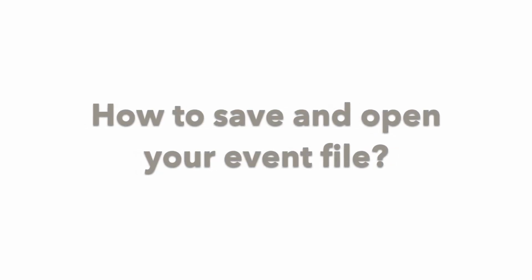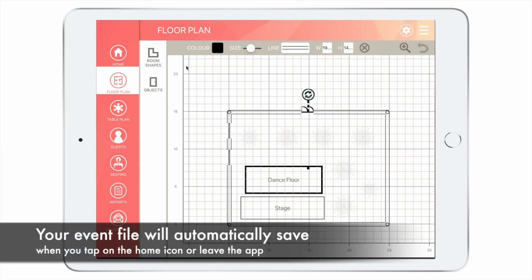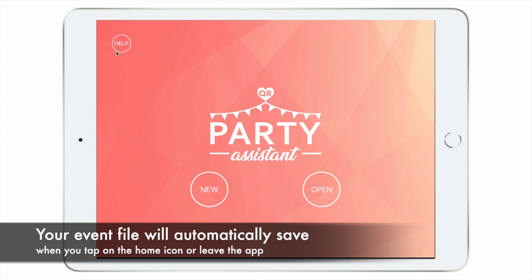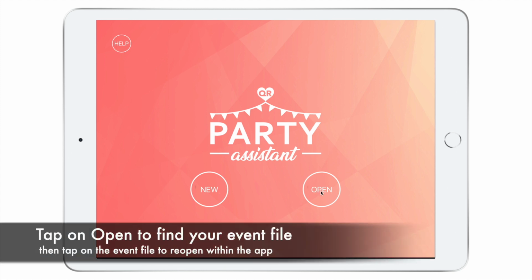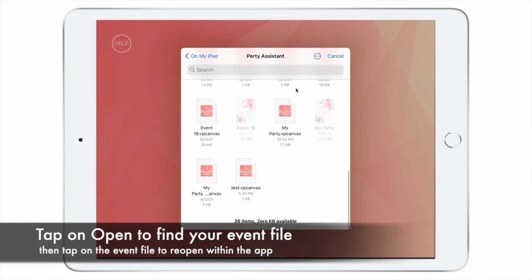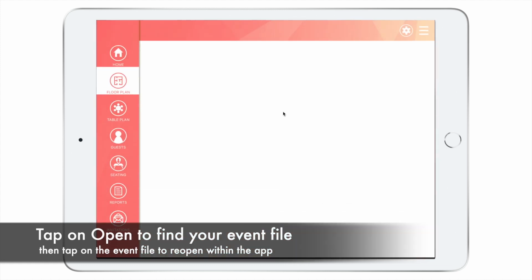How to save and open your event file. Your event file will automatically save when you tap on the home icon or leave the app. Tap on the Open button to find your event file. Then tap on your event file to reopen within the app.